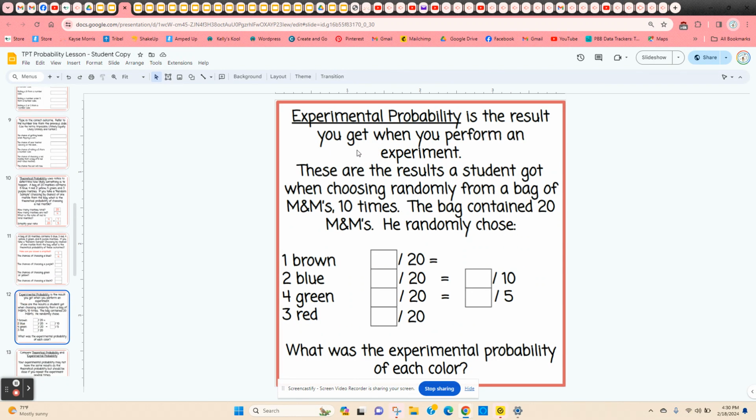Now, experimental probability is a result when you perform an experiment. So here's an example of an experiment where a student chose randomly from a bag of M&Ms. So he chose 10 times, and the bag contained 20 M&Ms. So brown, he chose 1 brown, so it would be 1 out of 20. He chose 2 blue, which would be 2 out of 20, or simplified to 1 out of 10, and so on.